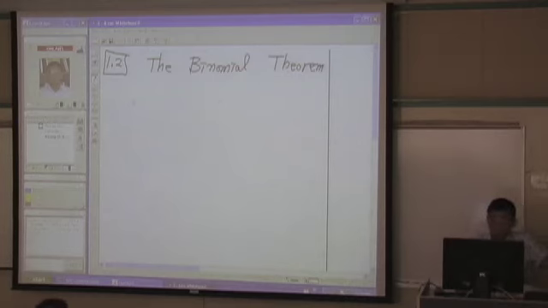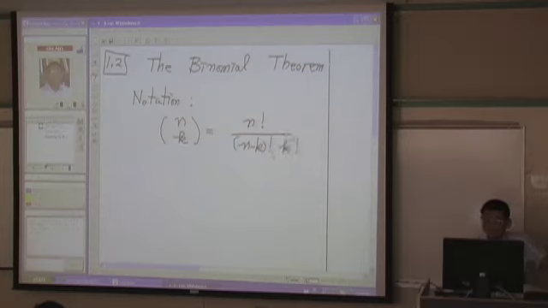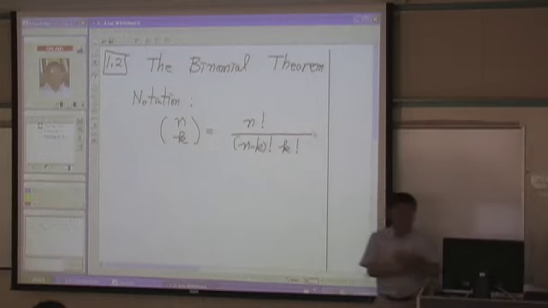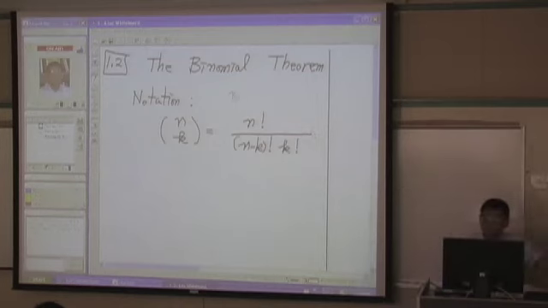First of all, I introduced notation last time, and I will introduce it one more time. We will use n choose k, and this means n factorial over n minus k factorial times k factorial multiplied together. So this is the notation, n choose k.